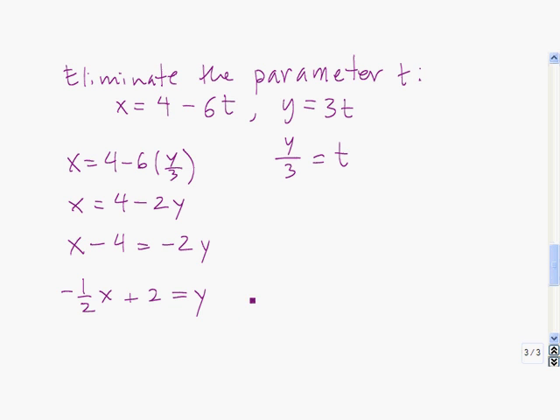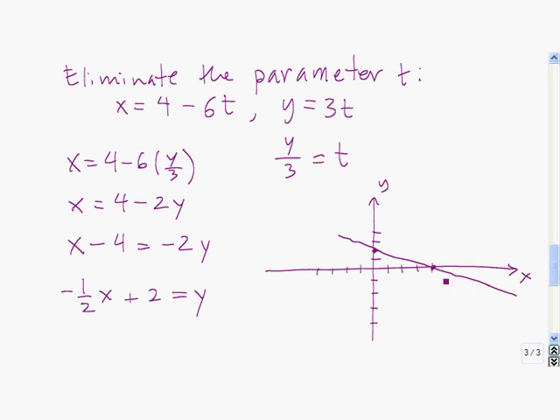Okay, now let's graph this. By graphing this line, we are graphing this set of parametric equations. So we'll start with the y-intercept, which is 2. Then the x-intercept is what we get when this is 0. And this is going to be 0 if x is equal to 4. So we get this line here.